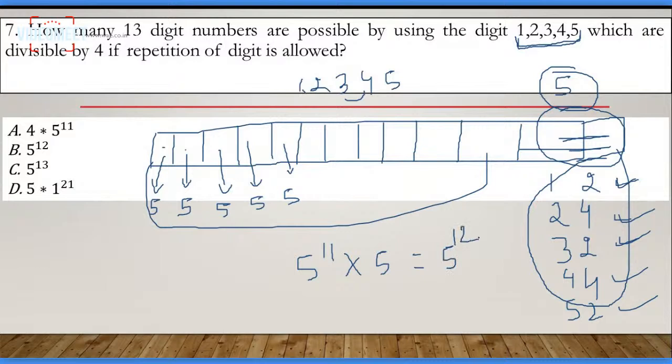Is it clear? Is it clear to everyone? Yes or no? Yes, yes. Message detected. Garvit Podar. That means 5 raised to the power 12 is the correct answer of this question.